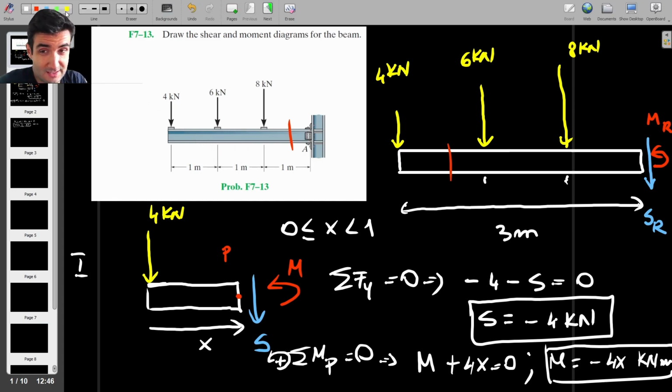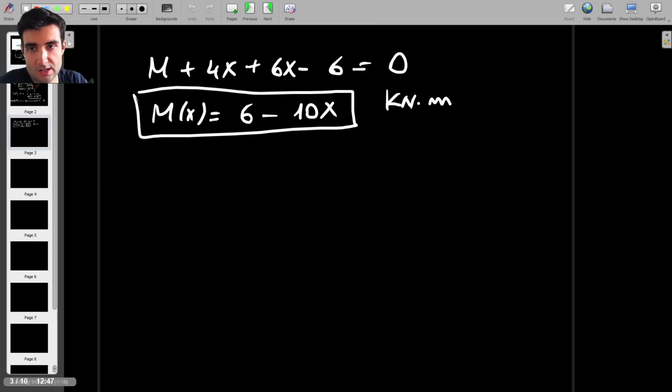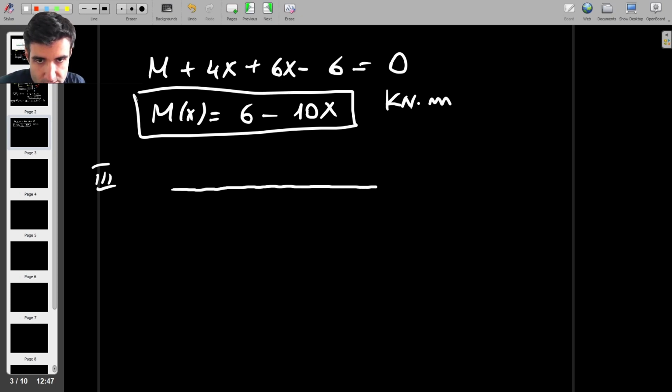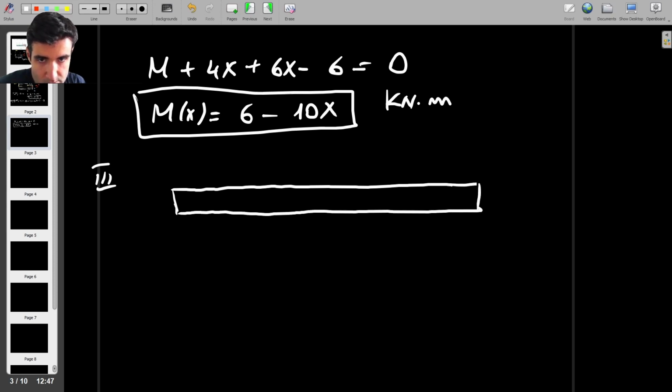So what we essentially did, in the first part here, we found the shear force and the bending moment for this part. Now we found the shear force and the bending moment for this part. And as you can imagine, now we just have to find the shear force and the bending moment for the final part, for the last meter of the beam. So I'll draw a free body diagram for that, and we shall find the shear force and the bending moment. So that's the beam, which has a length x.